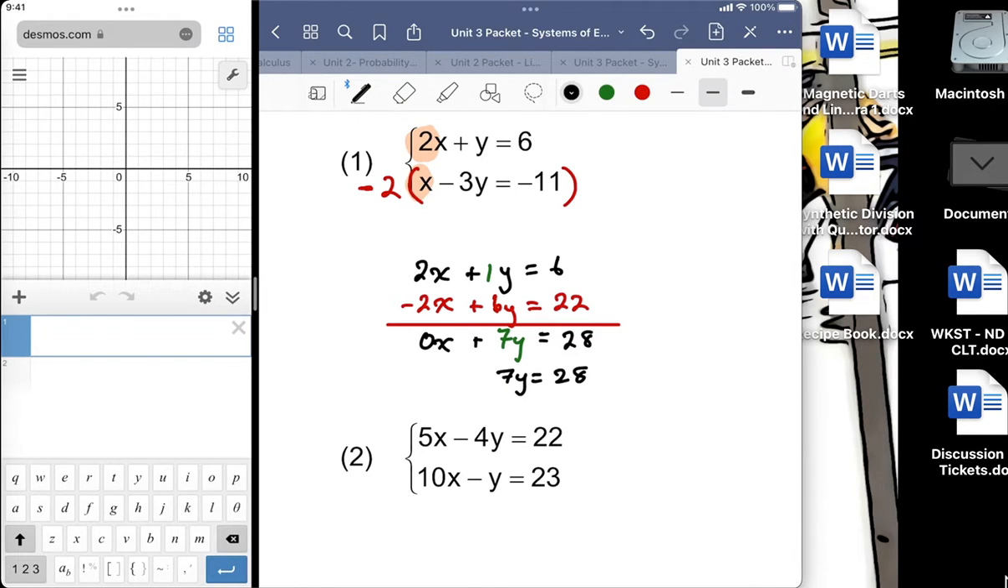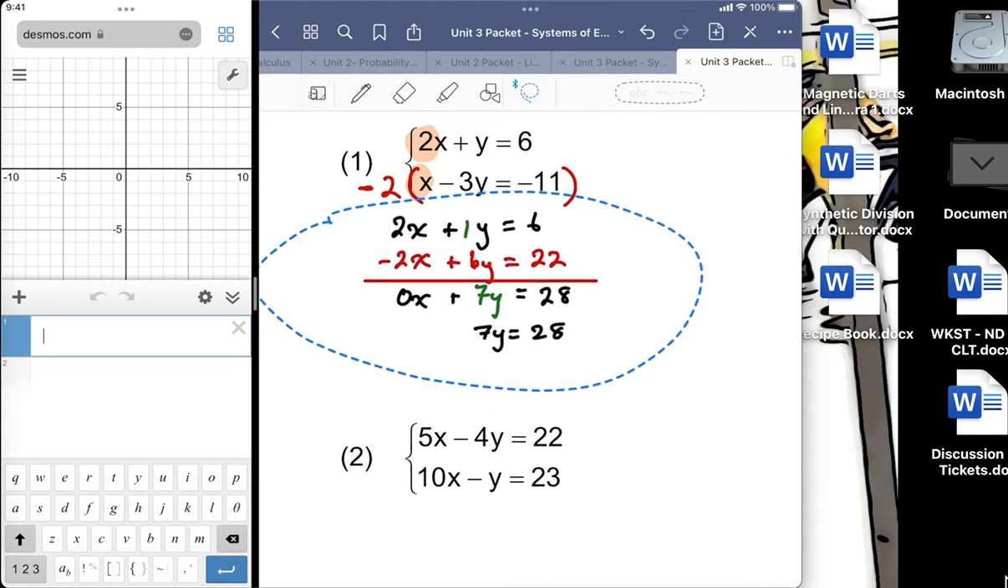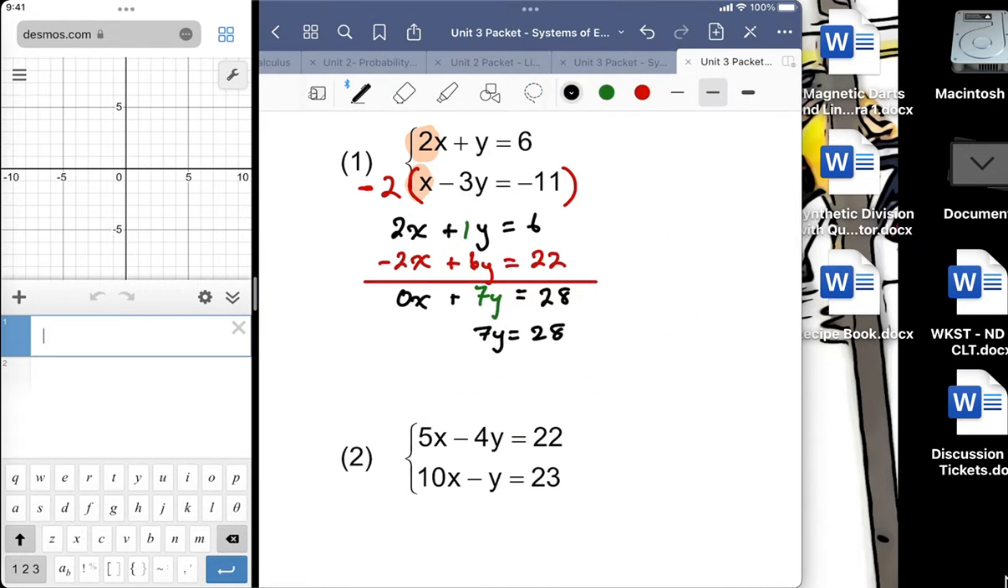Now I'm just one property of equality away from having my answer, at least for the y part of it. All I'd have to do is divide both sides by 7. And I get y is equal to 4. So just by choosing the most appropriate value I was able to guarantee that I would get a cancellation. Now, we're going to learn how we choose that most appropriate value. That's going to be the key.